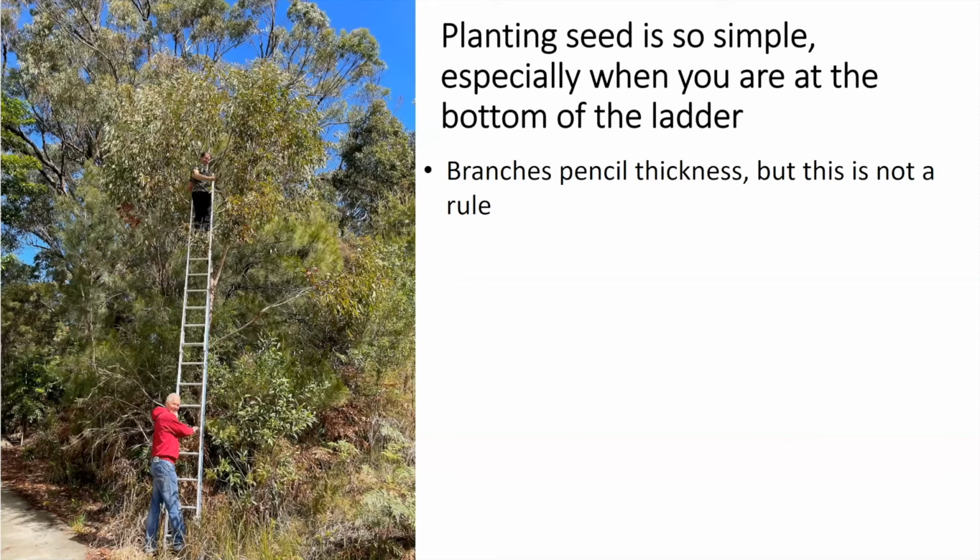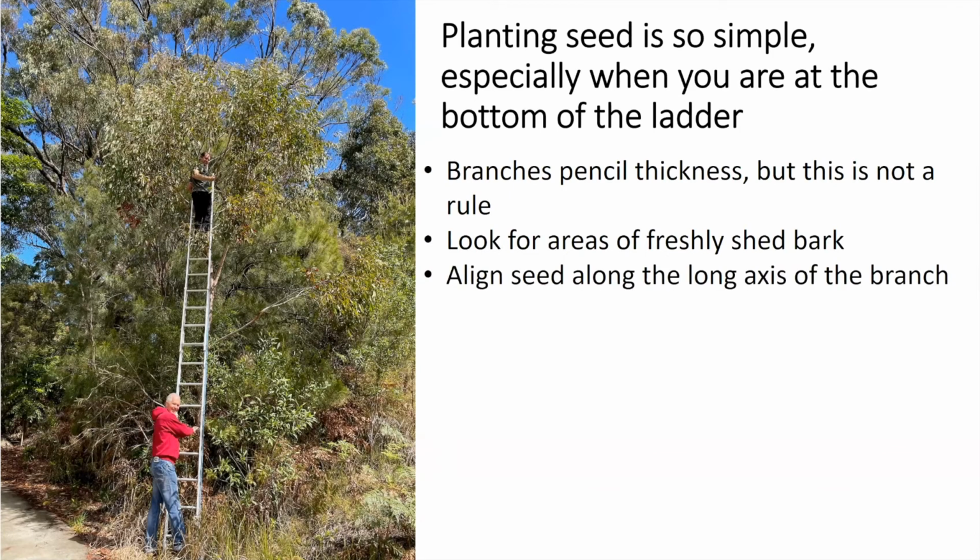Find branches of pencil thickness, but sometimes I can find a branch of 2 or 3 centimetres and they'll still grow. Sometimes I use really thin branches and they'll grow. I look for areas of freshly shed bark. I lose a lot of germinating seedlings because the bark is shed, and sometimes you can put the fruit on and it can be 6 to 9 months later the bark sheds and you still lose that germinating seedling.